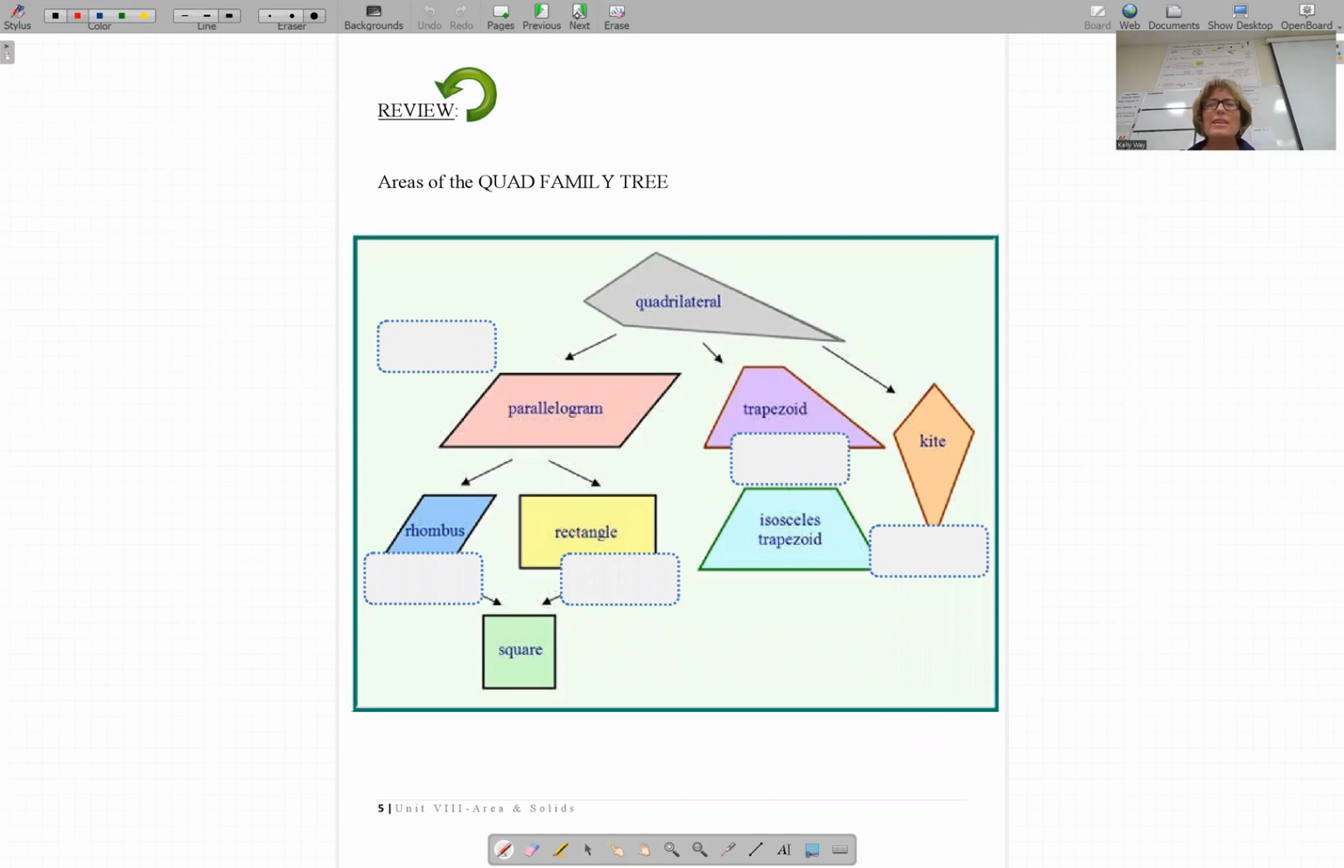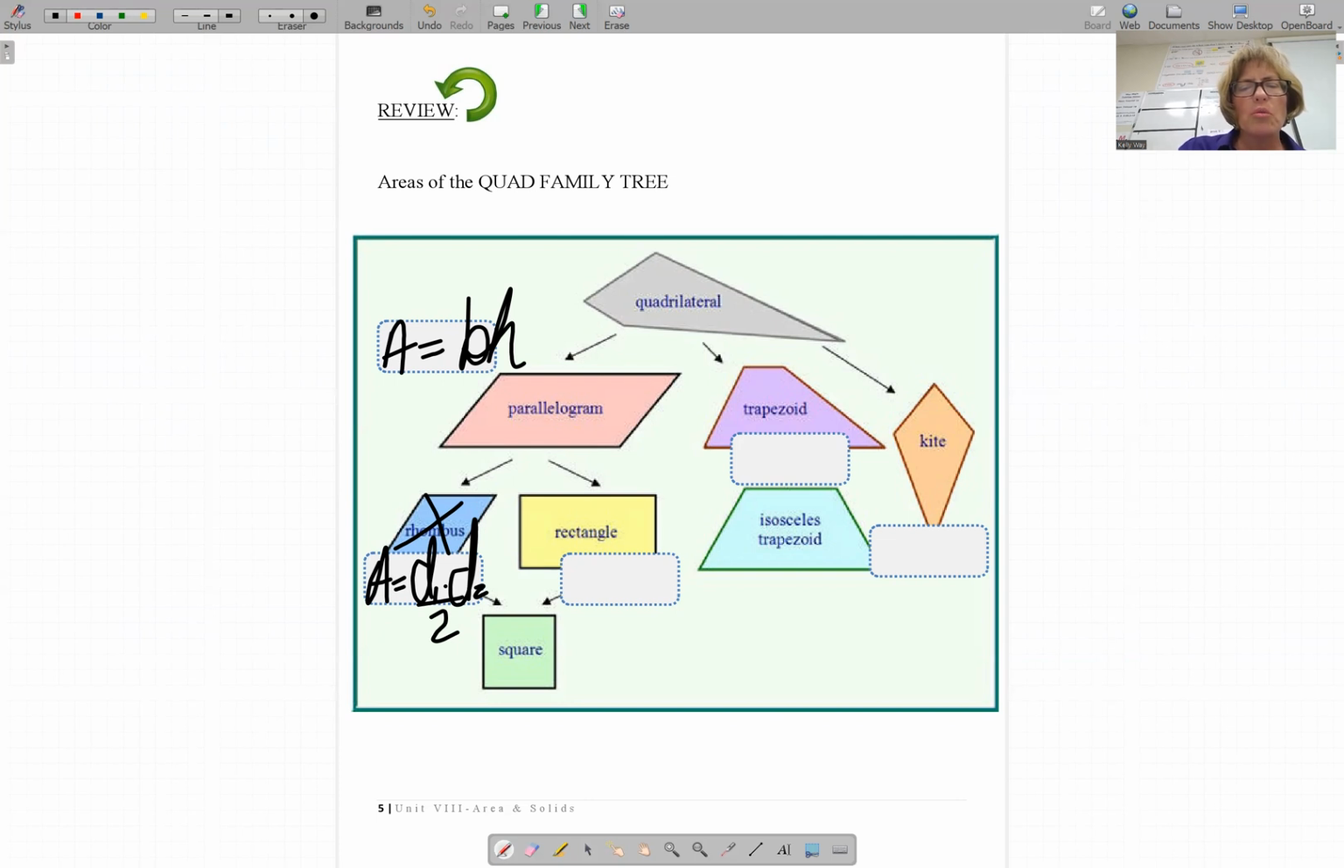Step number 1, take a moment and fill out this quad family tree. Pause the video. All right, welcome back. All of these should have started with area equals parallelogram base times height. Area equals diagonal times diagonal over 2, diagonal 1 times diagonal 2.